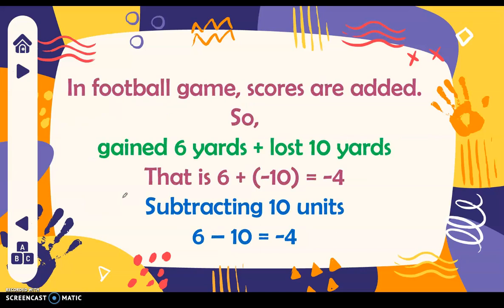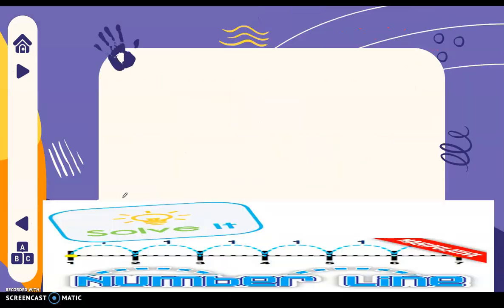Now, in a football game, scores are added. So, gained 6 yards, that means it's positive, plus lost 10 yards, that means negative 10. So if we are going to add these two numbers, we have 6 plus negative 10 is equal to negative 4. Or if you're going to subtract 10 units, then we have 6 minus 10 is equal to negative 4.